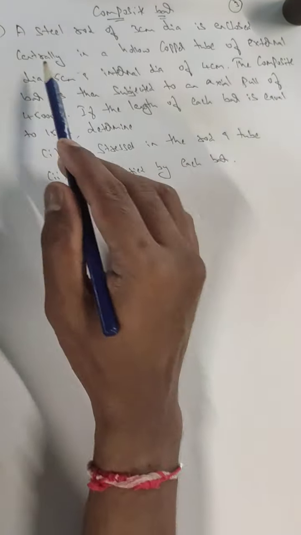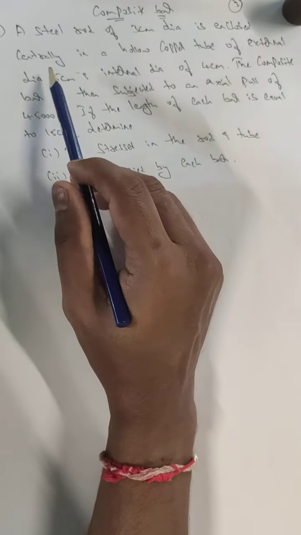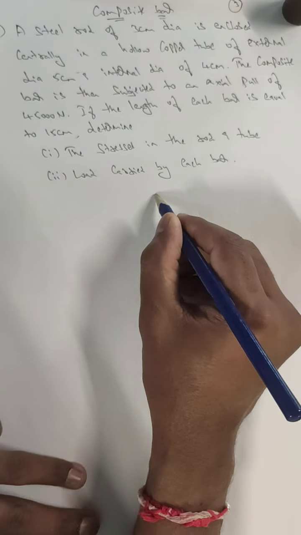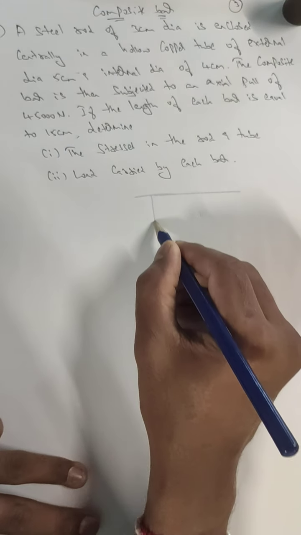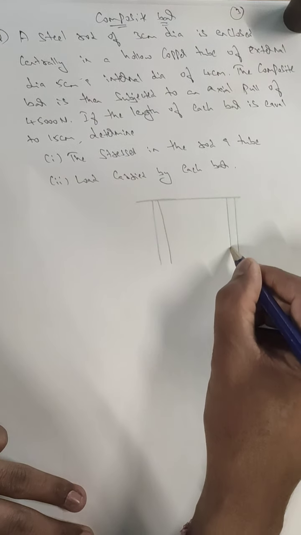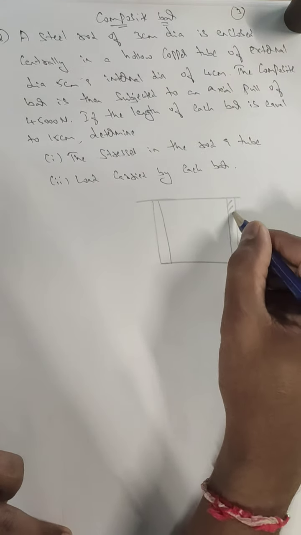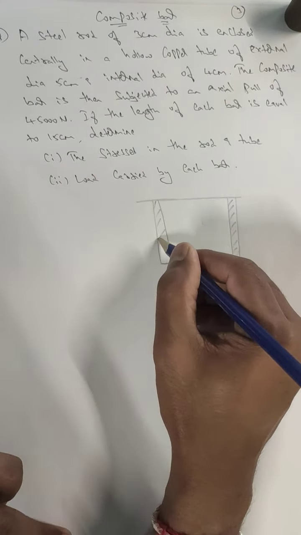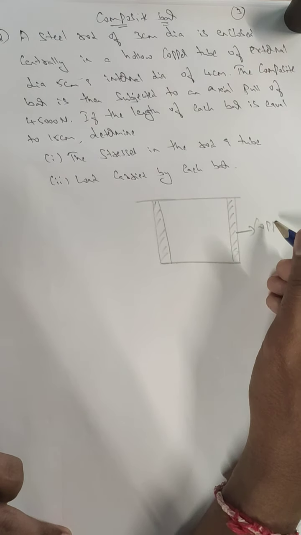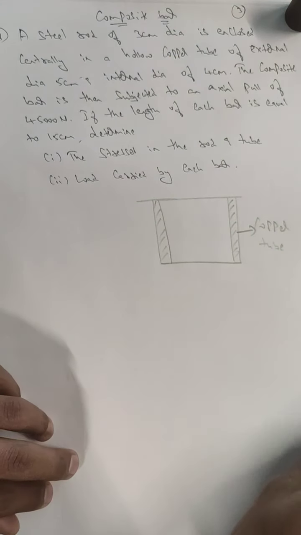What is he telling us? A steel rod of 3 centimeter is enclosed centrally in a hollow copper tube. We have a hollow copper tube, so we'll draw a diagram here. If this is my hollow copper tube, hollow means centrally you don't have anything. So let us take this as a hollow. This is our copper tube.